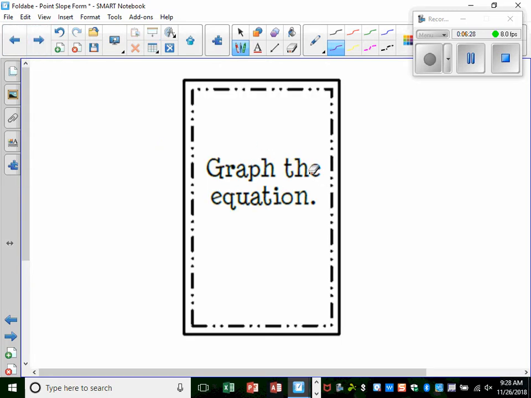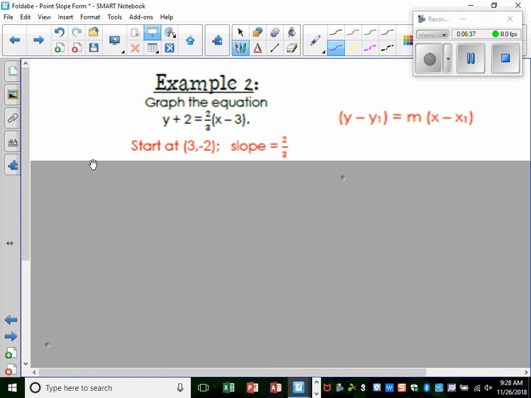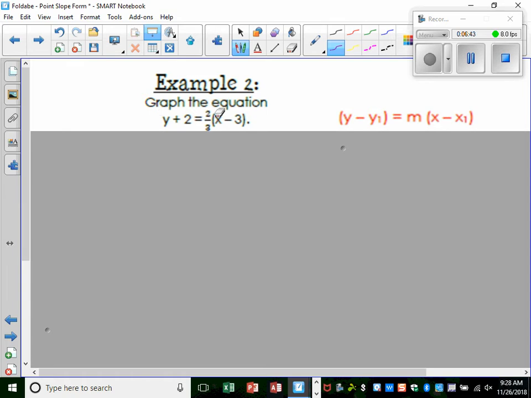All right, so now what if you had to graph? Let's take a look. We're going to start here. If they give you this equation, and this is all they give you, and they say now graph this. We know how to graph in slope-intercept form. We start with the y-intercept, and then we do the slope.